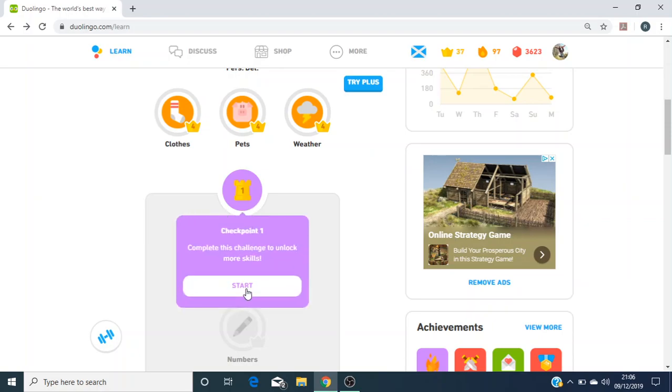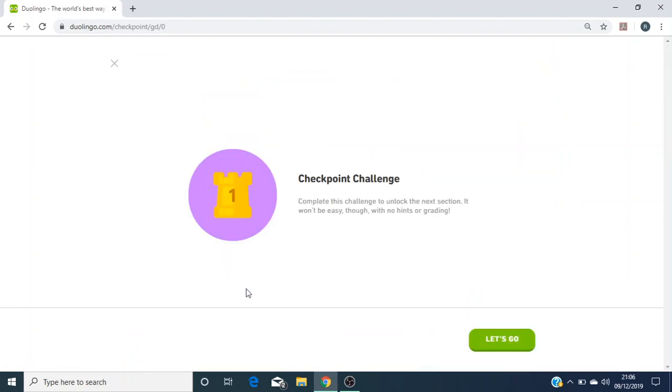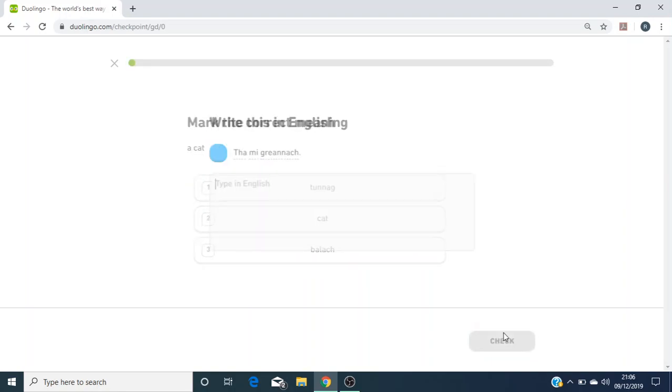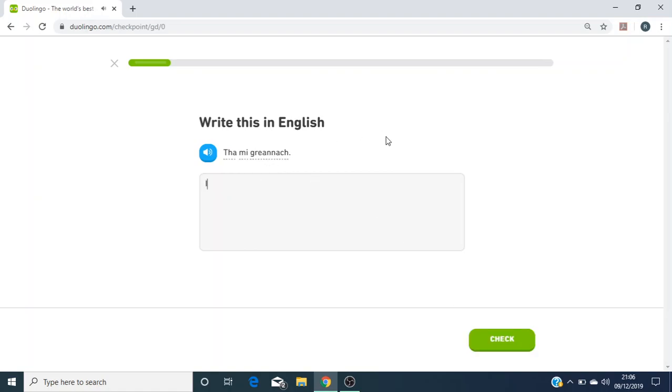Complete this challenge to unlock more skills. Yay. Checkpoint check. It won't be easy though, with no hints or grading. Let's go. A cat is cat. Ha mi grenach. Grenach was grumpy. I am grumpy.